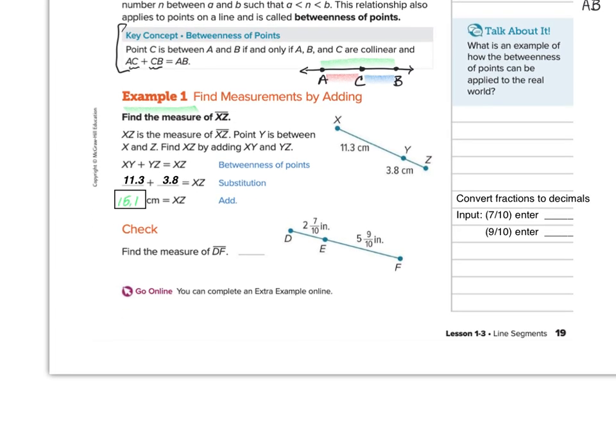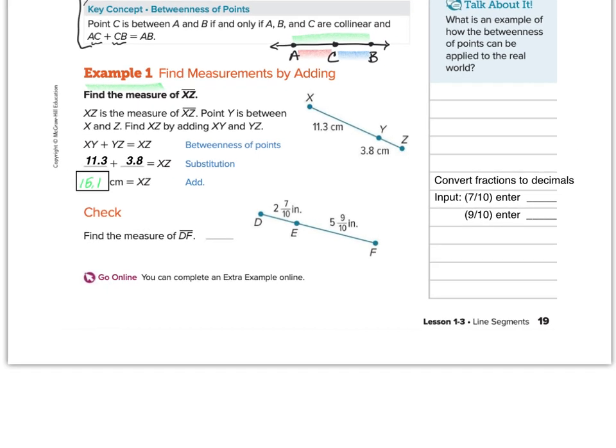Here, finding the measure of DF. In this check, I wrote some stuff over here for you. Remember, some students will want to convert these into decimals if you're having difficulty with fractions. Convert fractions to decimals by just inputting into the calculator. This would be 7 divided by 10, and hit enter, and it should give you a 0.7. 9 divided by 10 and hit enter should give you a 0.9. Some of my students just do that. They have to work with the decimals. So this would be 2.7, this would be 5.9.